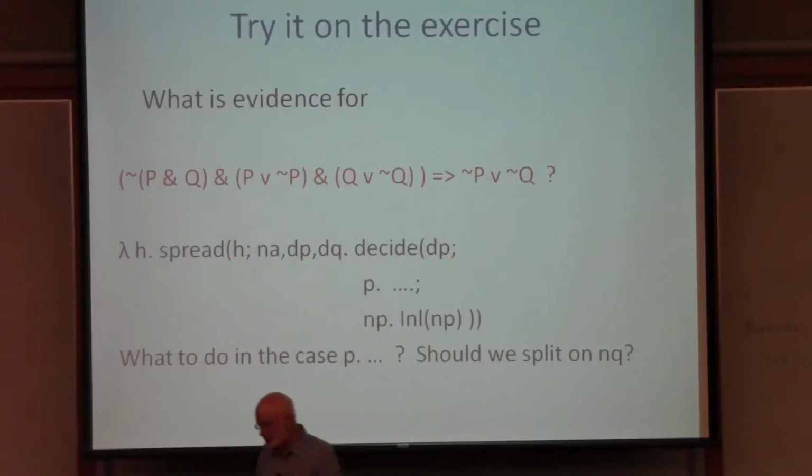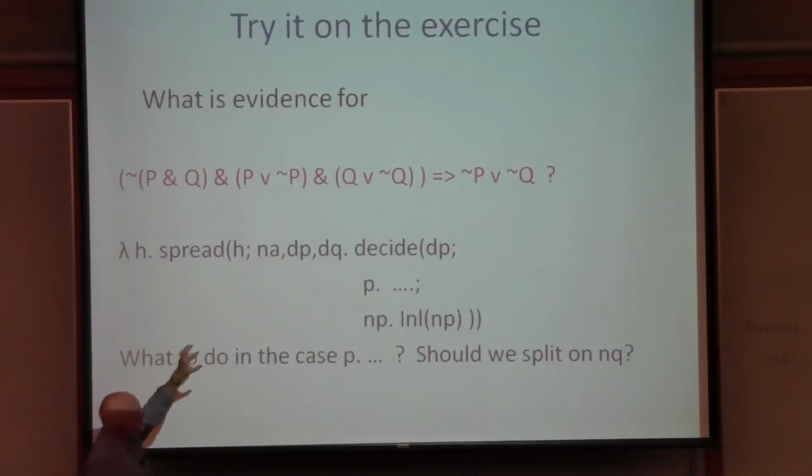Okay, so here's how you should have all gotten started anyway. You say, well, look at the structure of this thing. It's an implication. A big conjunction implies a disjunction. So you're going to have a hypothesis here, lambda h, to start. Because every realizer for an implication is a lambda term. So there it is, lambda h.